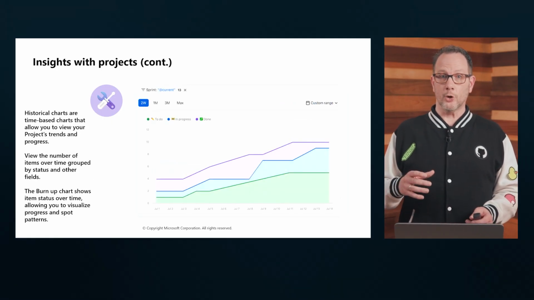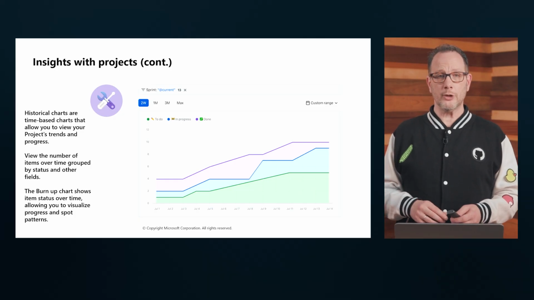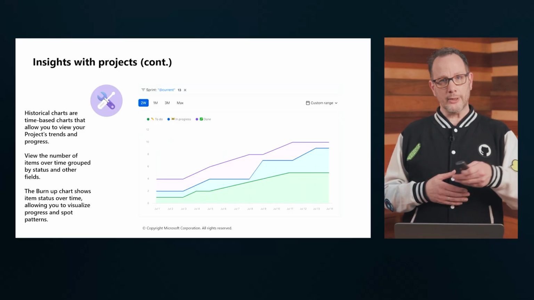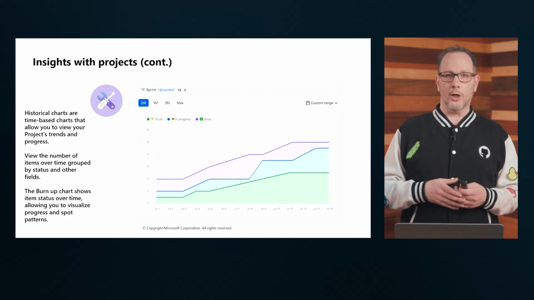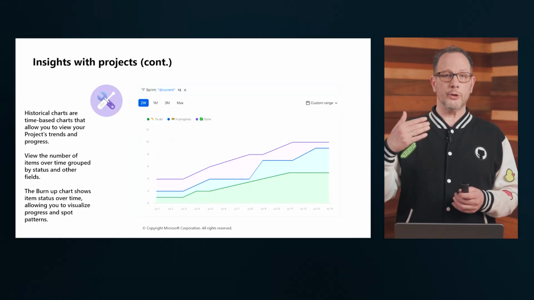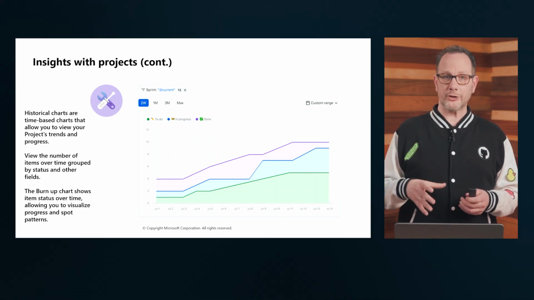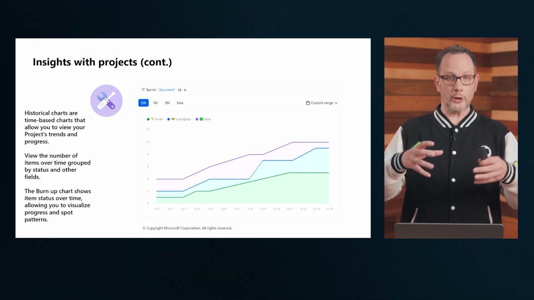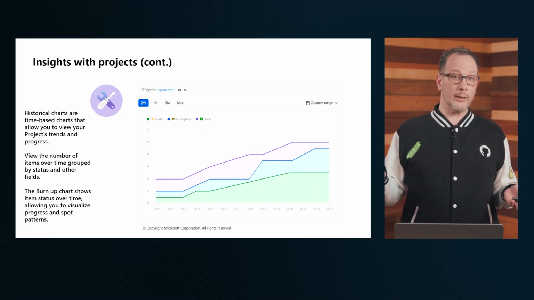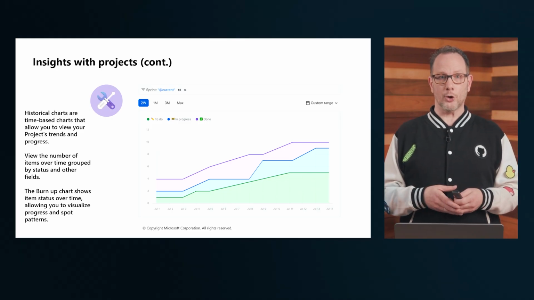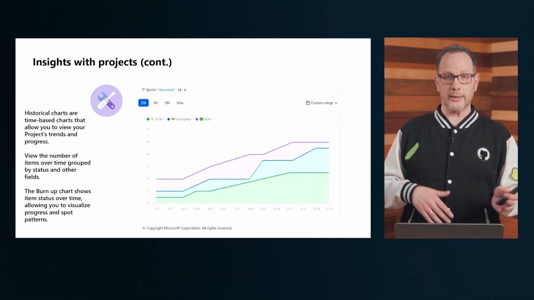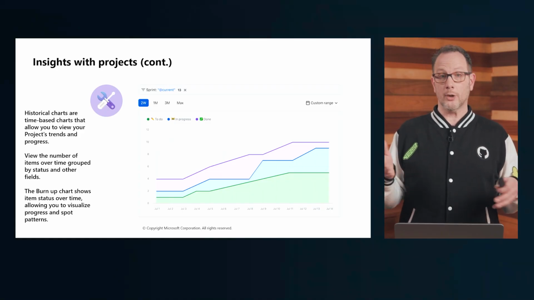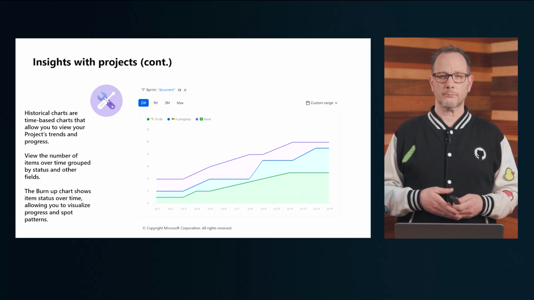Historical insights go even deeper by giving you charts that track your project's evolution over time. So this screenshot here is a sample of how time-based views help you monitor progress, understand how quickly work is flowing, and identify patterns in your team's delivery. For example, burn-up charts can show how completed work is trending compared to total scope, helping you understand whether you're on track or maybe falling behind.